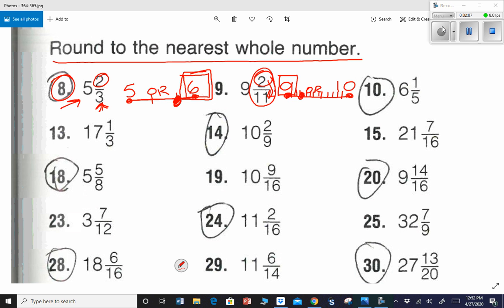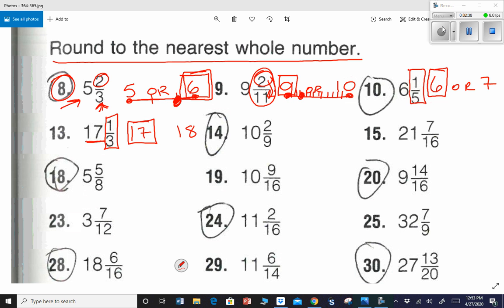6 1/5, your choices are 6 or 7. 1 out of 5 isn't very much, it's less than half. So we round down to the 6. Your choices for number 13 are 17 or 18. It's always the whole number given, and then the one that's the next higher number. 1 out of 3 is less than half, so we're going to round down to the 17.